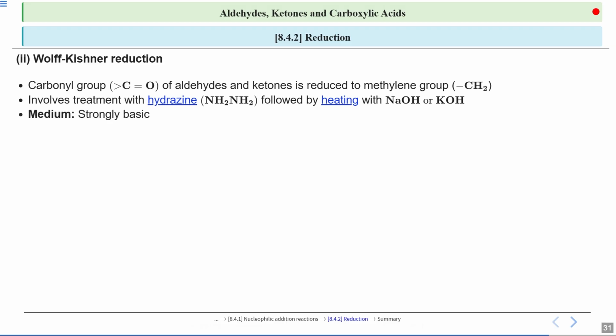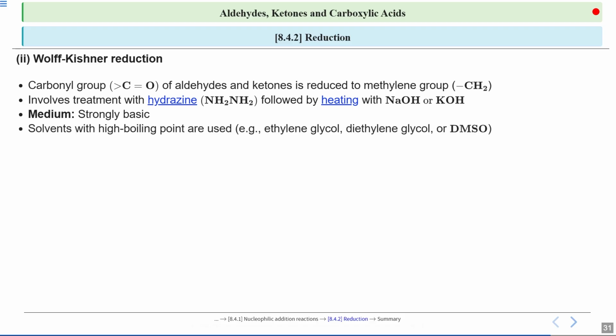In the earlier case, Clemmensen reduction, there was an acidic medium, but here there is a strongly basic medium. This is important because the basic condition helps to drive the reaction forward.